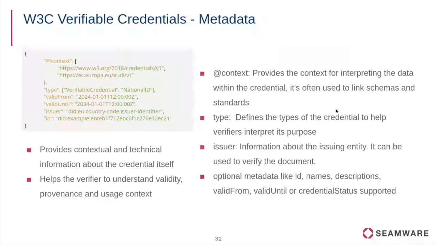Very important is also the type. So we can have types. Every credential is a verifiable credential, and then you have some concrete types, like, for example, national ID, which will help the verifier to interpret the purpose and the contents of the credential. So address might have different meanings depending on the type of a credential. In a national ID card, it's most likely the address of the person. If you have a credential attesting something about an organization, it might be the business address of this organization.